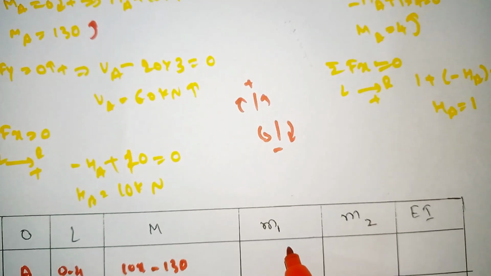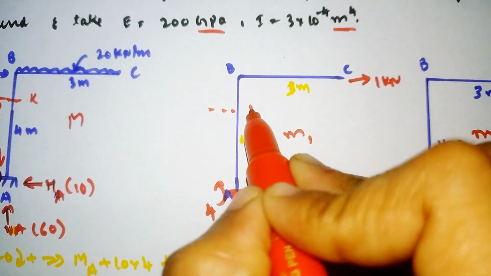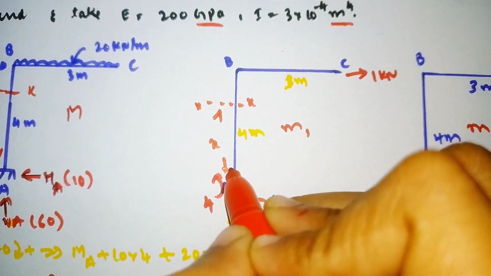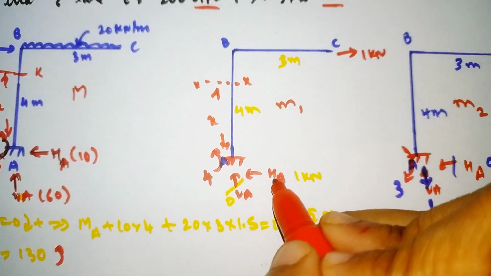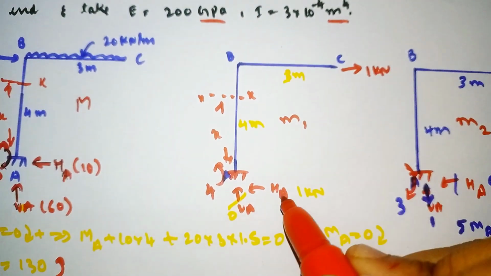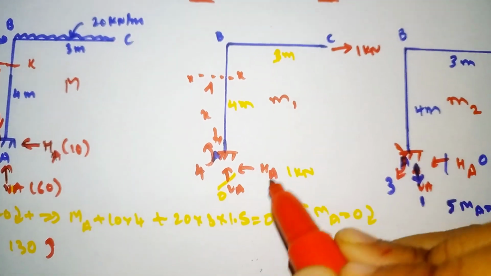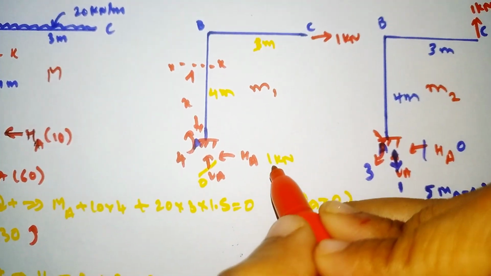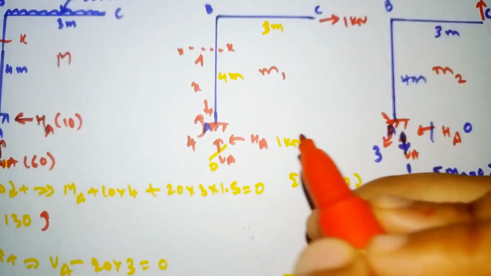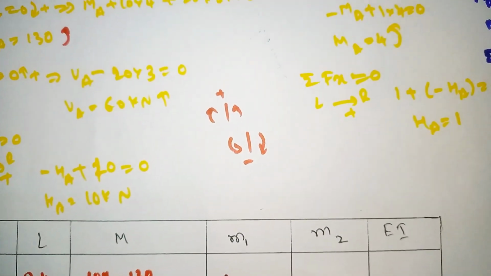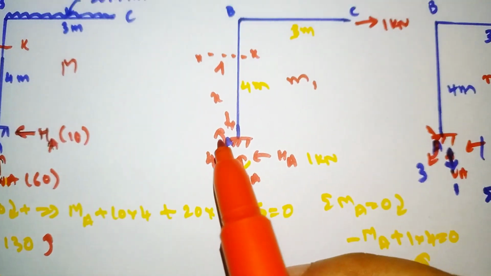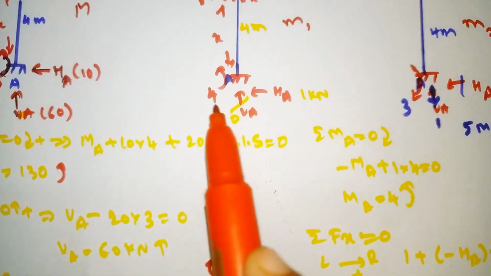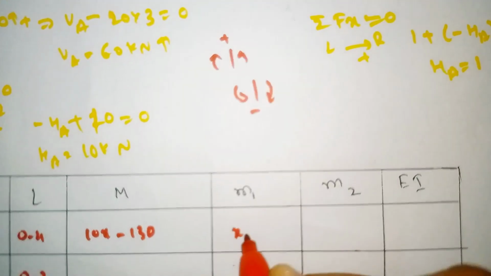Similarly for M1, if we cut the section X-axis away from the origin A at a distance of X, here the load HA is moving. At what distance from this section is it moving? It is moving upward, so we need to take the positive. So HA into distance of X. It has the intensity of 1 kilonewton, so 1 into X will be X. Also the moment is moving anti-clockwise, so it moves like this, it comes downward. Downward means we need to take the minus 4. So X minus 4.